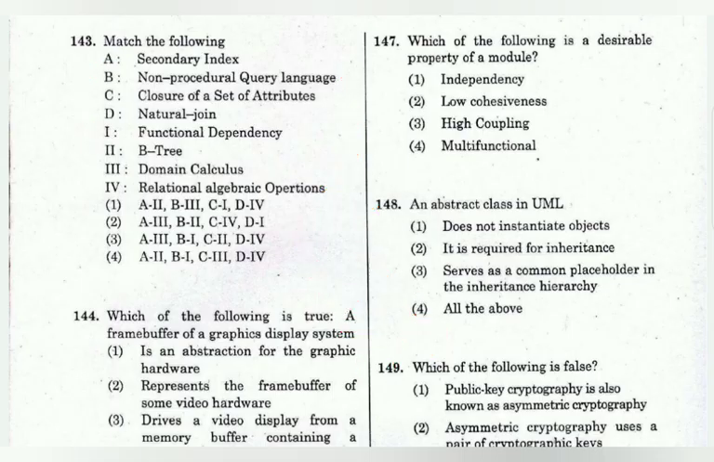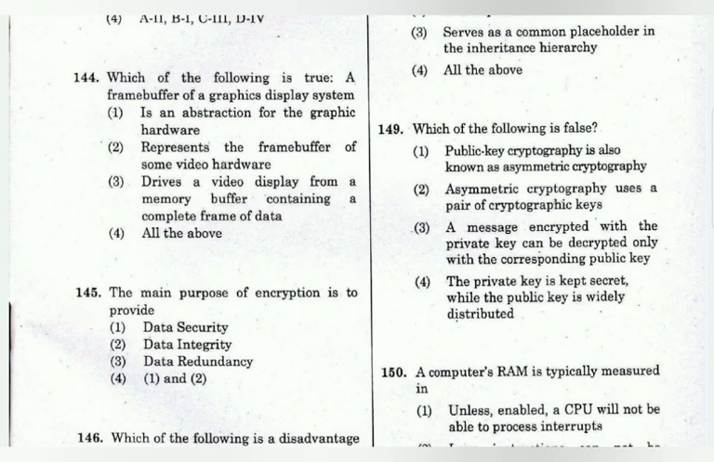Next, which of the following is true? So this question is about the frame buffer in graphics. So a frame buffer of a graphics display system is a memory buffer containing the complete pixels data for a display. So an abstraction for graphics hardware, it represents the frame buffer of some video hardware and stores the pixel data for display. So all the statements are correct. So 4 is the correct answer.